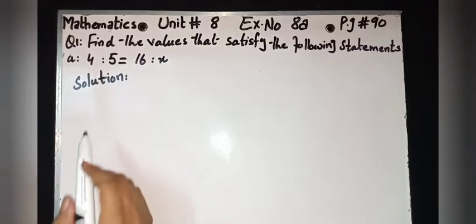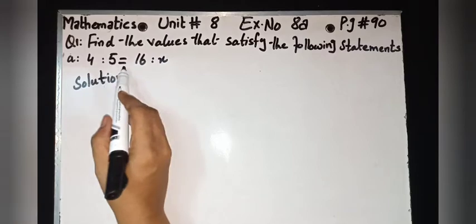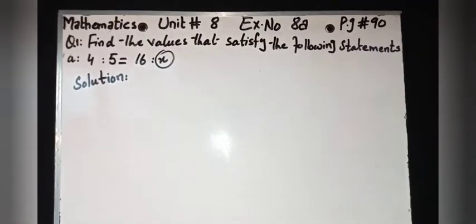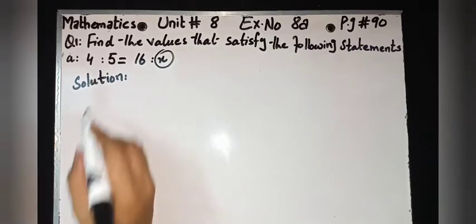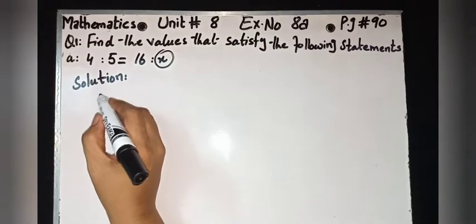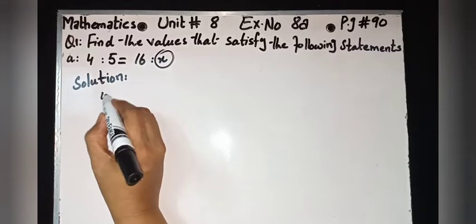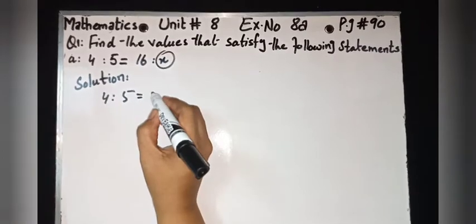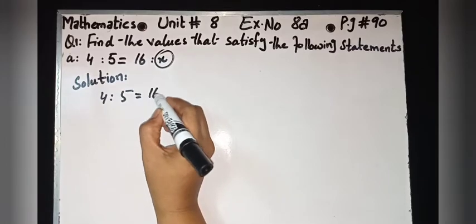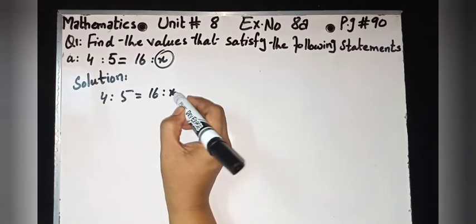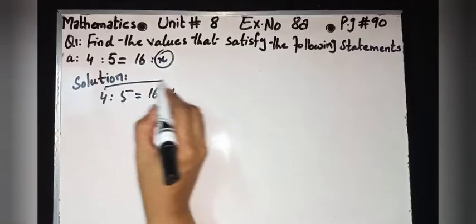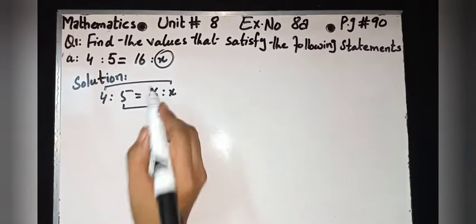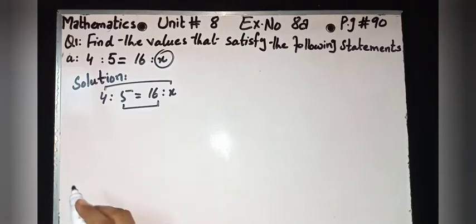Now we solve the first part. 4:5 equal to 16:x. It means we find the value of x. Clear? So first we write the question. 4:5 equal to 16:x. First and last value are called extremes. Second and third value are called means.